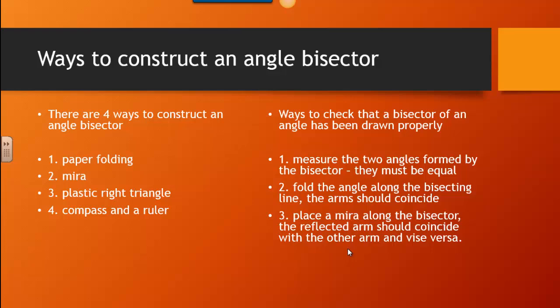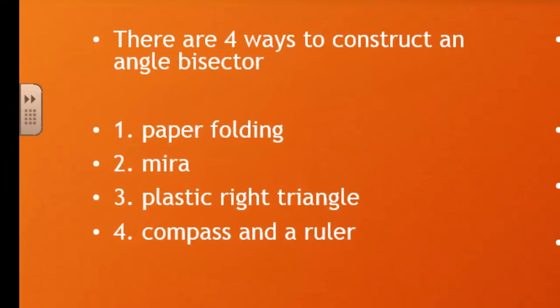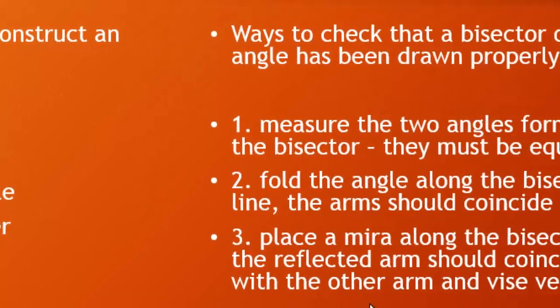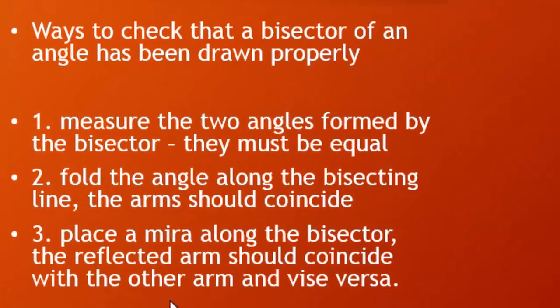So there are four ways to construct an angle bisector: paper folding, mirror, a plastic right triangle, and a compass and a ruler. And once we've constructed the angle bisector, there are three different ways that you can check to make sure that the angle's been drawn properly.